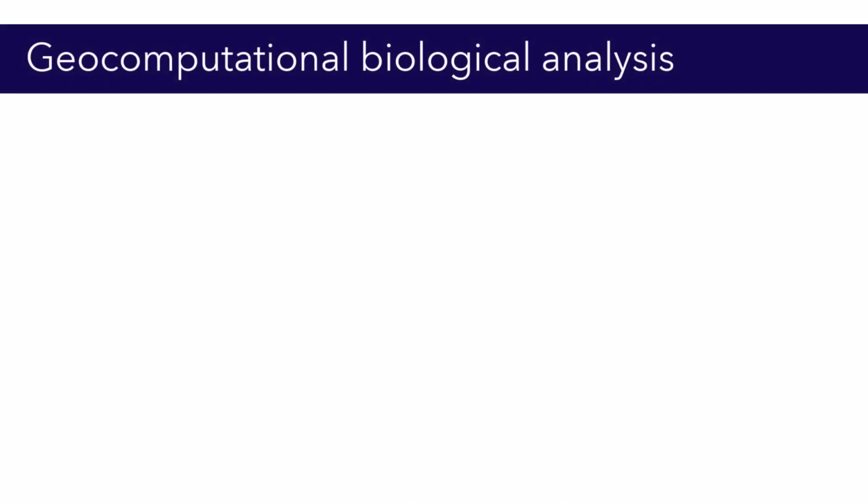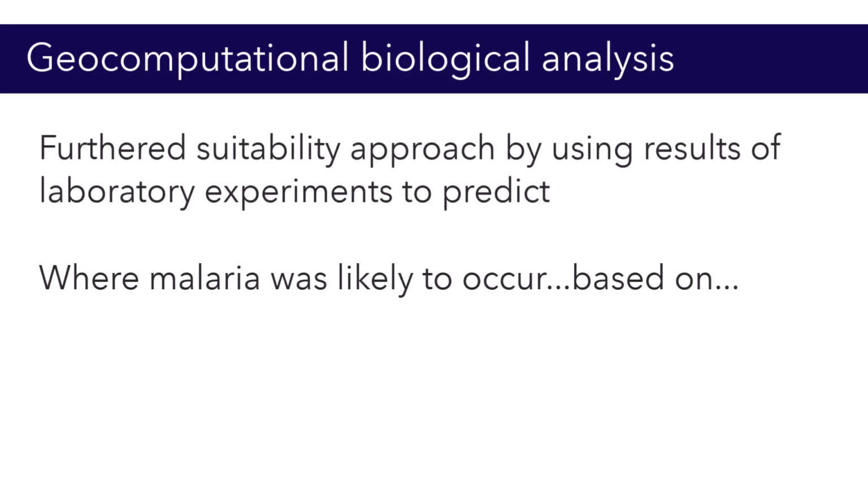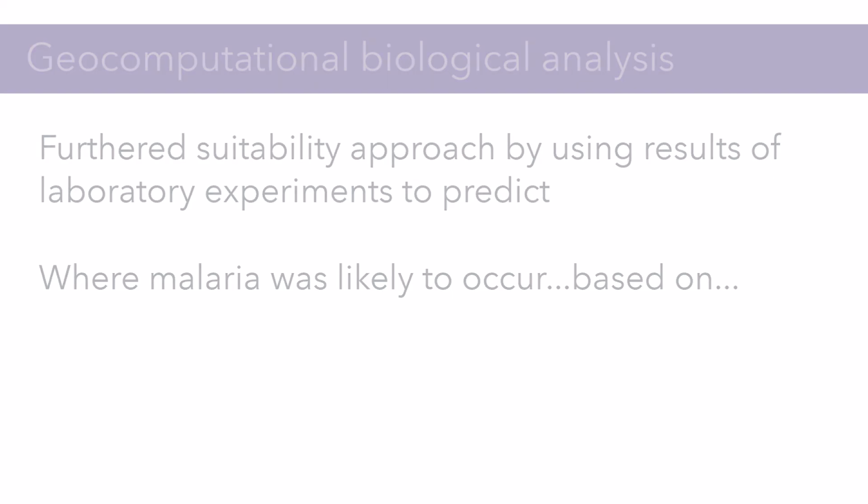Malaria can also be mapped using geocomputational biological analysis. In 2013, Blanford et al. furthered the suitability approach by using the results of laboratory experiments to predict where malaria was likely to occur based on the interaction between the mosquito and temperature.